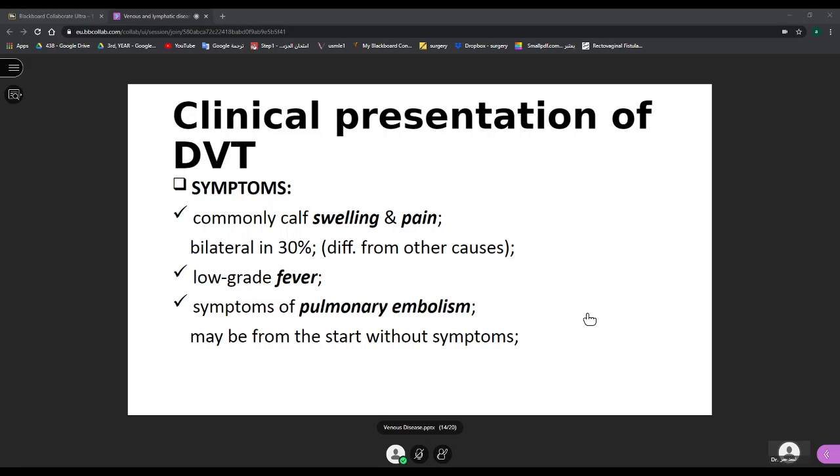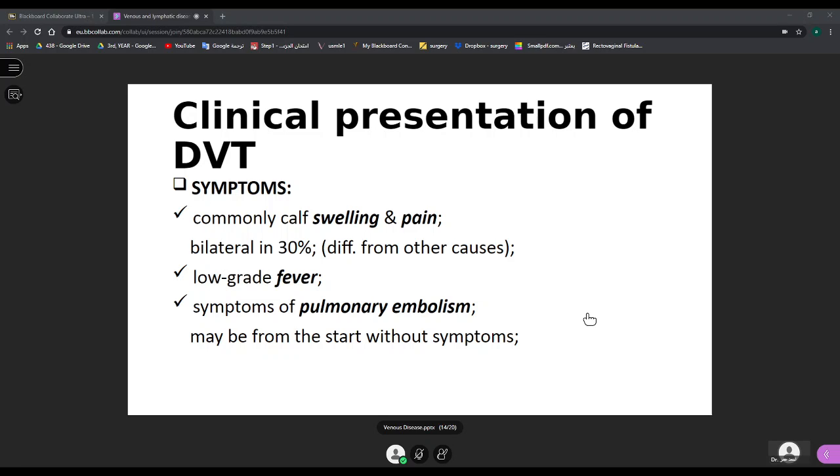And some patients present from the start with symptoms of pulmonary embolism. One of the most catastrophic complications of deep venous thrombosis is that an embolus which is formed in the deep venous system in the lower limb might dislodge and travel up towards the heart, and go inside the heart, and then occlude the pulmonary arteries. This condition is known as pulmonary embolism, and it's quite a serious and fatal condition.